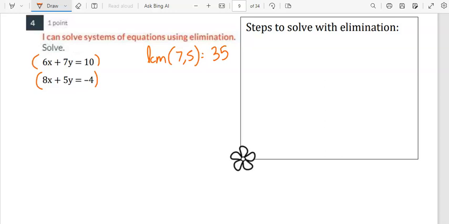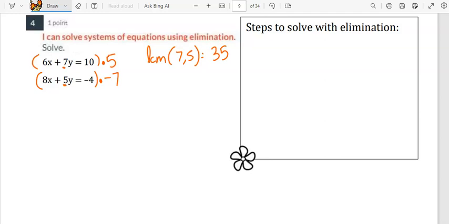So the first equation, we can multiply each term by 5. And then we can multiply the second equation by -7. Notice we multiply the first equation by the coefficient of the second equation, and we multiply the second equation by the coefficient of the first equation, except for it's a negative.